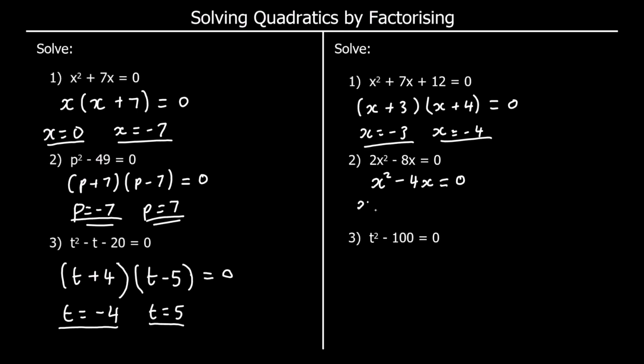So I'm now going to factorize. So single bracket, take x on the outside. X times x is x squared. X times negative 4 is negative 4x. And so what can x be? X is equal to 0, or x is equal to 4.